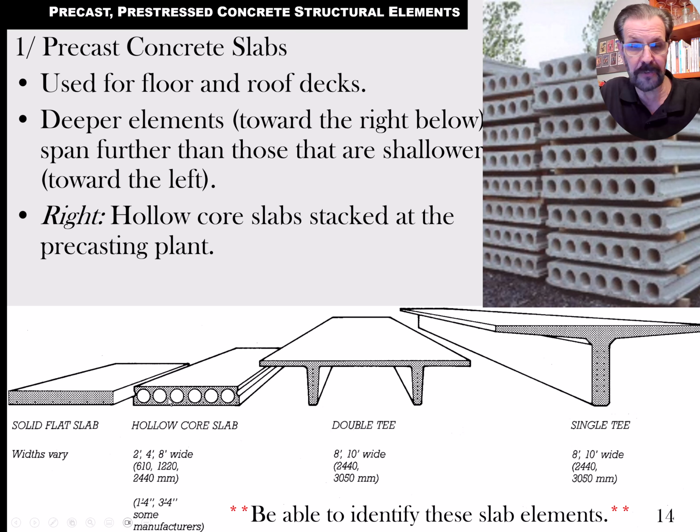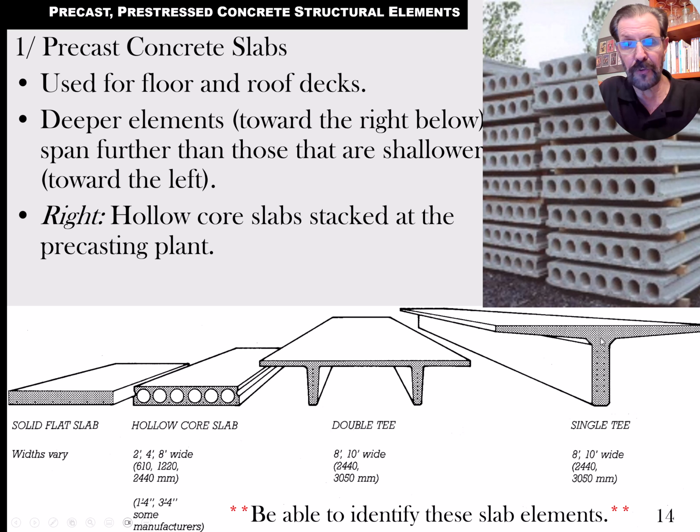If you're looking across this page, we're going from stronger to weaker as far as how much load they can carry, how far they can span, that sort of thing. The single T is stronger than a double T, which is stronger than a hollow core slab, which is stronger than a solid flat slab. So that's an important test question to remember. Remember that the stronger ones are the deeper ones, and that's going to be over here.